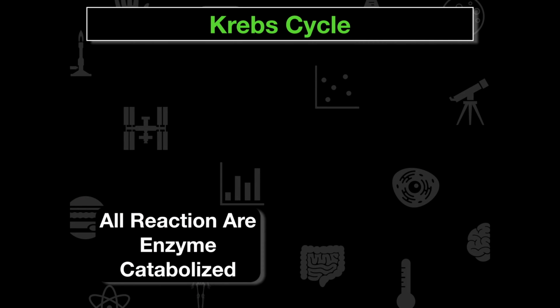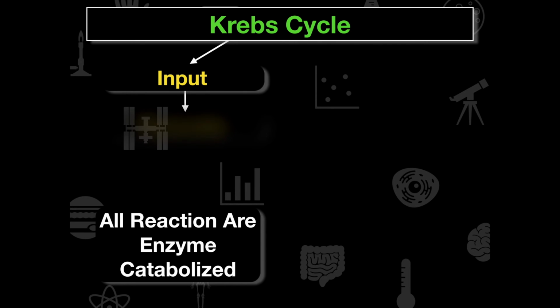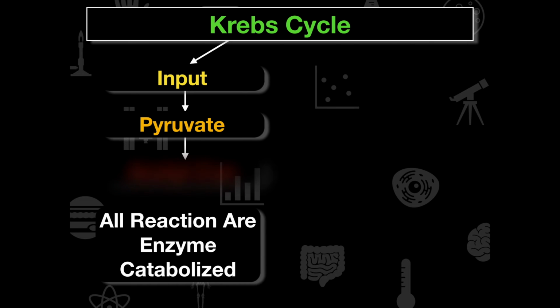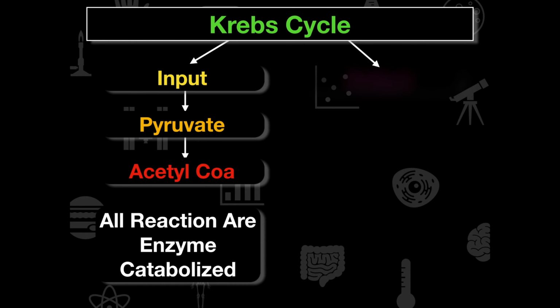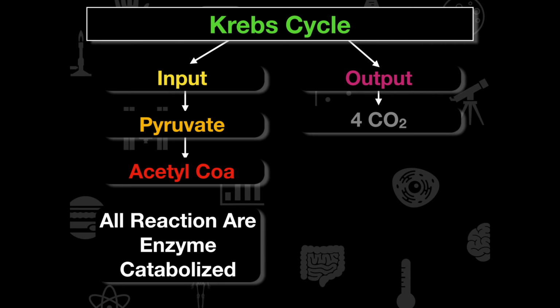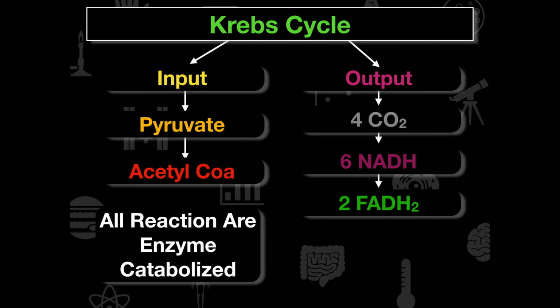So if we're looking at the inputs and the outputs of the Krebs cycle, remember all of these reactions are enzyme catalyzed. So we're going to input our pyruvate, and then we convert that pyruvate into acetyl-CoA that mixes with citric acid, and our outputs are the following. We have, in this case, 4 CO2. We're going to generate 6 NADH. Then we're also going to generate 2 FADH2 and then 2 ATP.